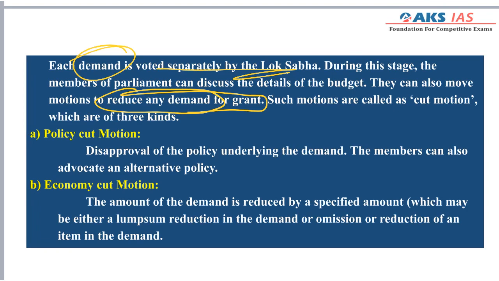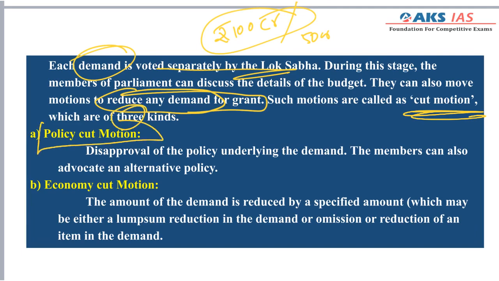If a particular ministry has asked for rupees 100 crore, such a demand will be properly examined. If they have to cut something like 50 crores or reduce the amount, such things can be brought about here in this stage, that is the fourth stage. Such motions are called cut motions, and these cut motions are of three kinds.